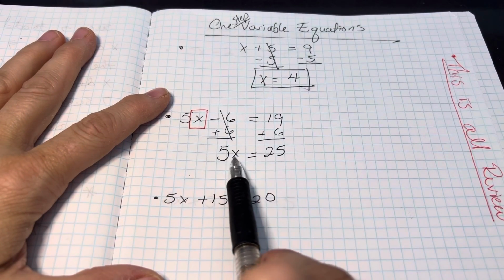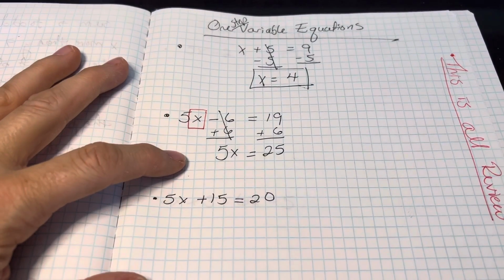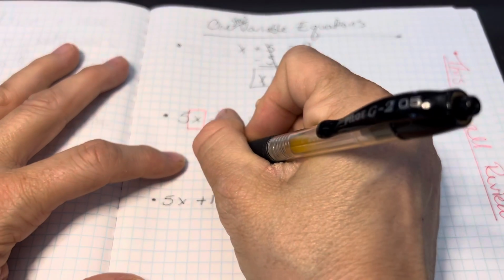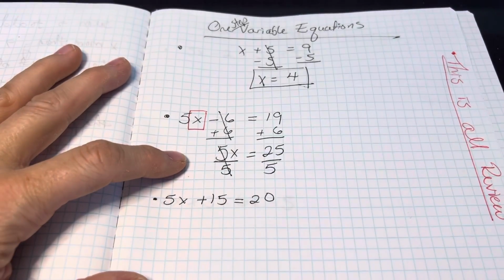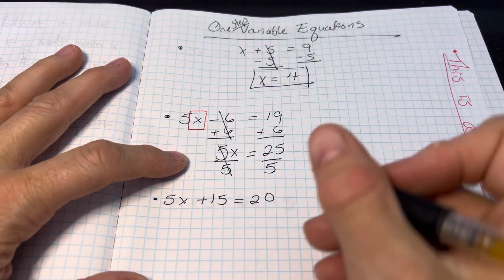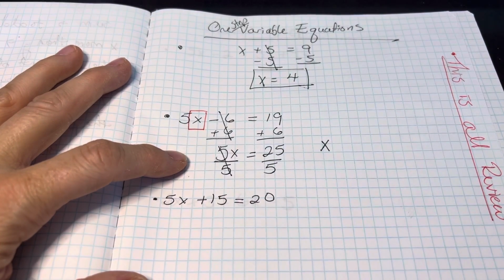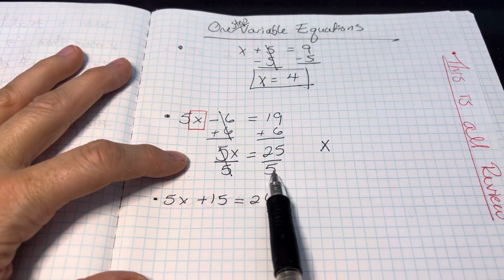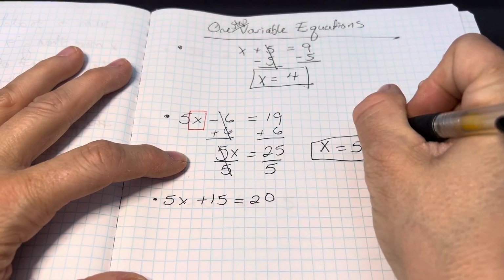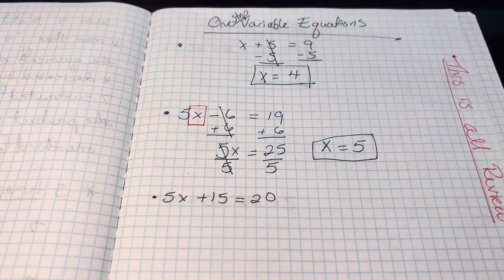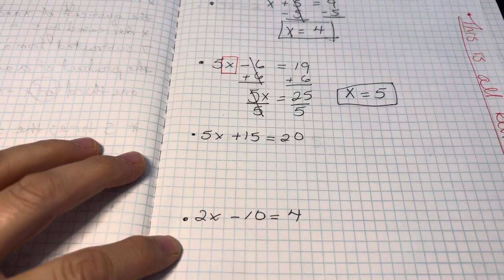Now this is 5 times x, so we're going to do the inverse operation, or kind of like the opposite of that. I'm going to divide both sides by 5. Anything divided by itself is 1, so I have my 1x, which is what I'm looking for, right? I want 1x. And we have 25 divided by 5, which is 5. That should look extremely familiar because we've done these. All right, so let's go on to the next one.